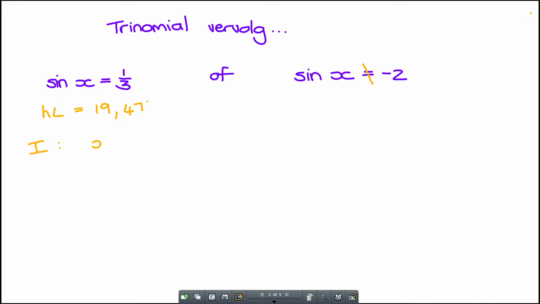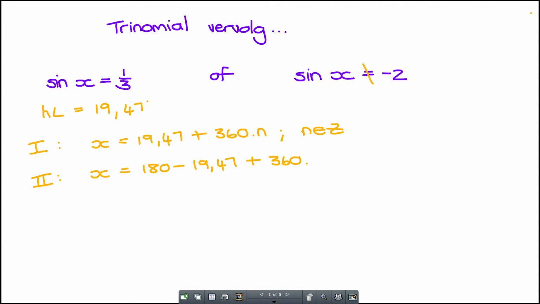Nee, okay, so in kwadrant 1 gaan jy mos sê x is gelyk aan, and in quadrant 1 we only use the help angle, so 19,47 plus, and because it's sine, 360 times n, en dan moet jy net vir my sê n is mos 'n element van alle heelgetalle. Okay, then it's also positive in the second quadrant. Jy sal sien ek kan mos nie daar verder gaan het nie, nee. Okay, so in die tweede kwadrant, second quadrant, we talk about 180 minus my hulphoekie, and then still plus 360n, en weer, n is 'n element van heelgetalle.